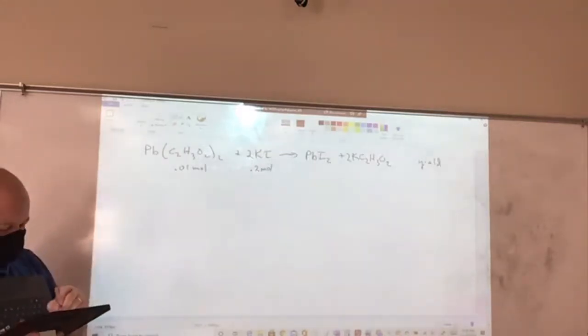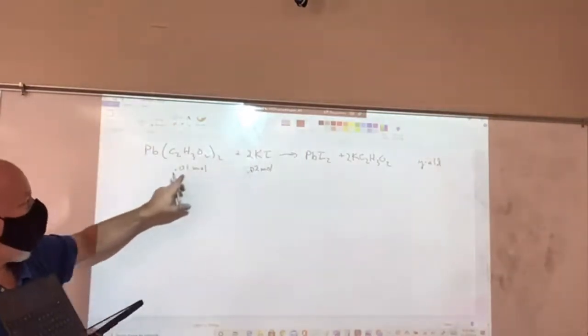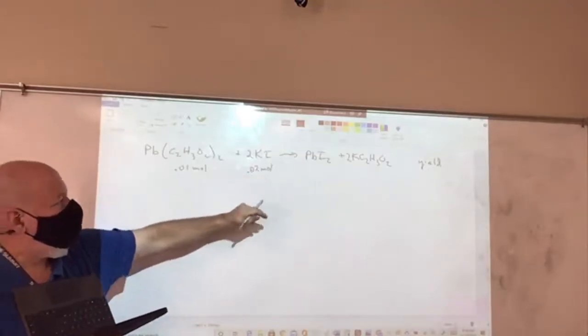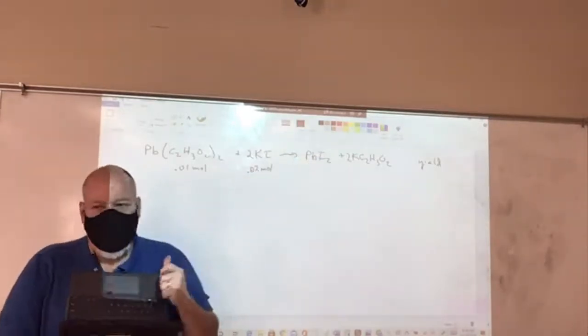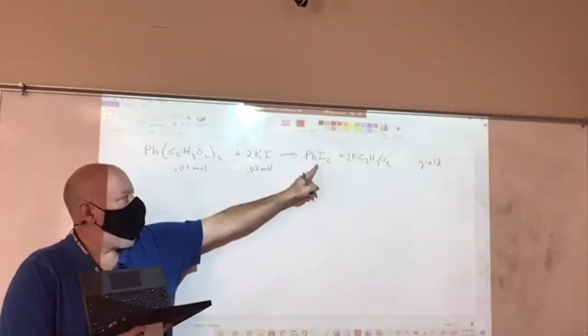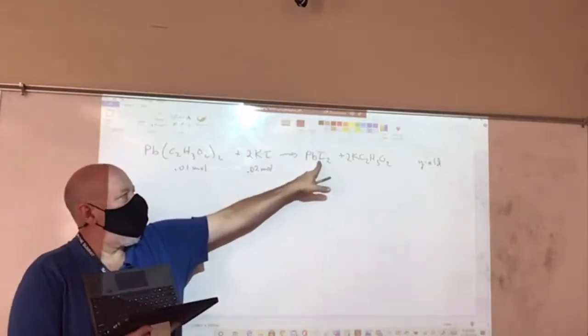If I react 0.01 moles of this with 0.02 moles of this, because I have a 1 here and a 2 here, if I start with 0.01 moles, I should use 0.02 moles. How many moles of this stuff should I get? What's the equation tell me? 0.03. Okay, what's the number in front of this?